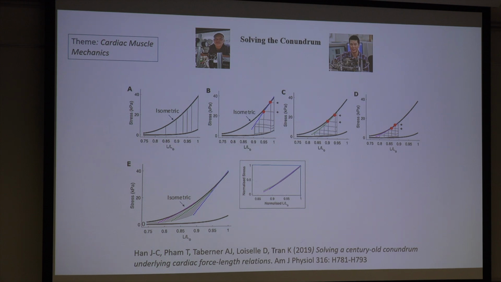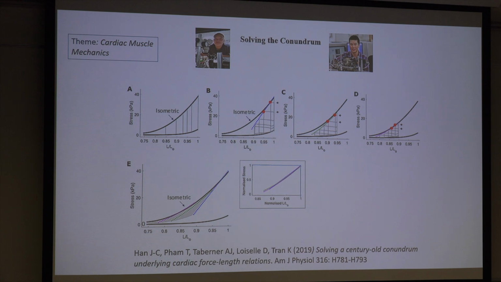Over many years, JC has observed this sort of behavior: if you start at optimal length and do various afterloaded contractions, from which you can measure both heat and stress, you will see that at the highest relative length there's a good fit to the afterloaded end-systolic isometric relationship.